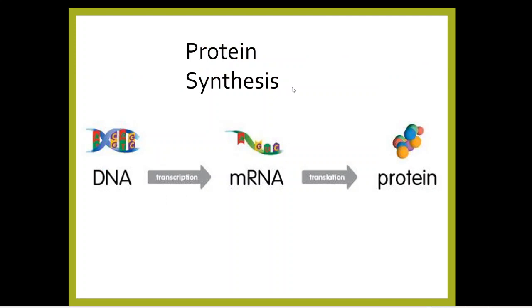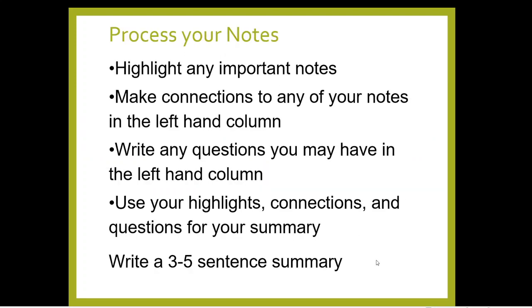All right. Now remember, the big picture here is that we go from DNA, we do transcription to mRNA, and then we translate to a protein. Okay. All right. So I want you to go back and process your notes. You're going to highlight any important notes, make connections to any of your notes in the left-hand column, write any questions you may have in the left-hand column, and then use your highlights, connections, and questions for your summary. And then at the end, write a 3 to 5 sentence summary. If you have any questions, please let me know.